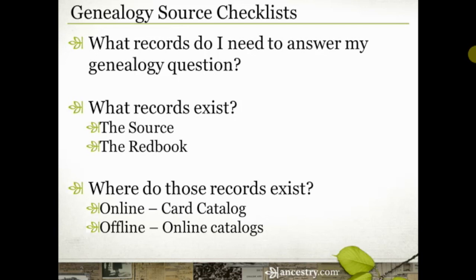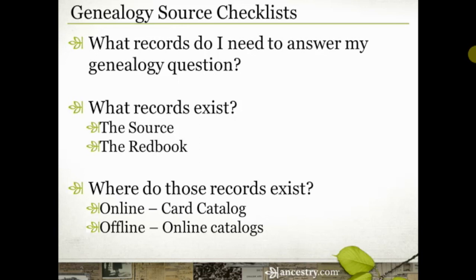Now, when I need a record that's offline, very often I will use online catalogs. So if I need to know, for example, what is held on microfilm at the Family History Library in Salt Lake City, I will go to their website, pull up their catalog, and search the catalog for the time and place and record type, just like I would the online card catalog. If I wanted to know what the National Archives has and where it's held, same thing, they have an online catalog. Same thing with the National Archives in Canada and the National Archives in the UK.